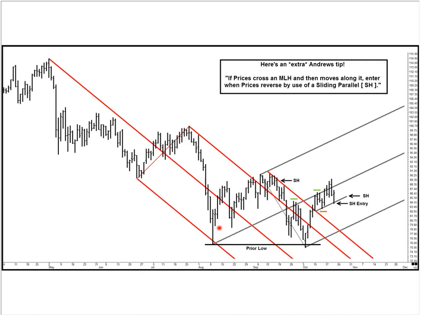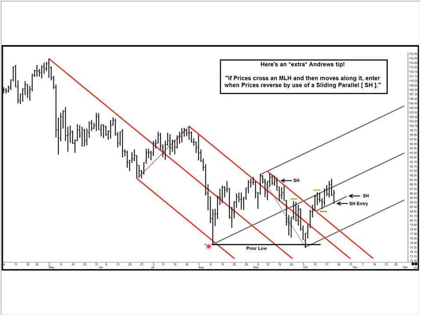As I said, we can draw in a new median line from this low where we tested the lower parallel. The first high outside of the median line. Our pullback low. Take a look at our sliding parallel. If we just went long once we broke out, of course we would have got shagged out and left holding the bag. Instead, we wait patiently. We mark our swing highs, swing low, swing high, swing low.